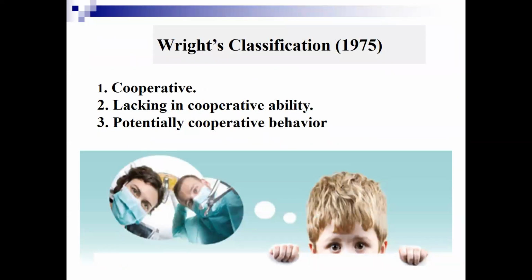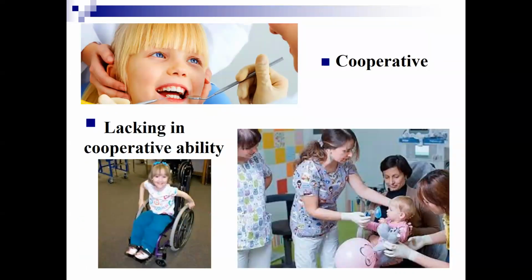Next, the other common classification, the Wright clinical classification. The Wright clinical classification places children in 3 categories: cooperative children, children lacking in cooperative ability, and potentially cooperative behavior. Cooperative children are reasonably relaxed. They have minimal anxiety. They may be enthusiastic, laugh and enjoy the situation. They can be treated by a straightforward behavior shaping approach.